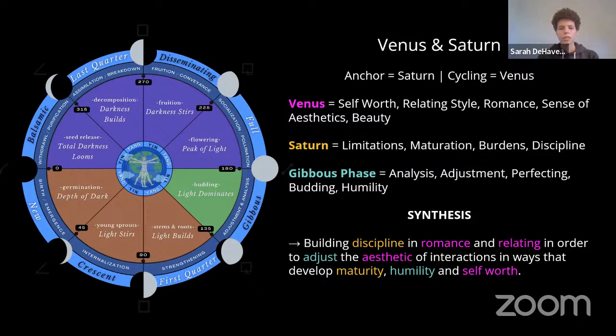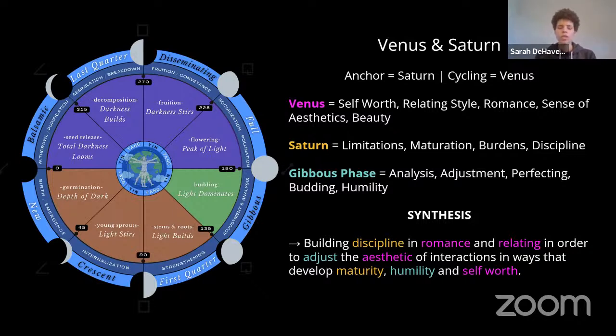Venus and Saturn in Gibbous phase synthesis, building discipline in romance and relating in order to adjust the aesthetic of interactions in ways that develop maturity, humility, and self-worth. Gibbous phase Venus and Saturn could have trouble in relationships where they might lower themselves, or maybe have experienced situations where they aren't being treated in a way that is really fair or synonymous with the truth of their value. You know, it could happen.